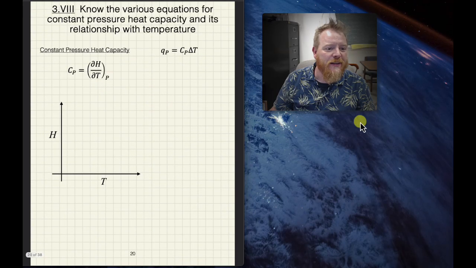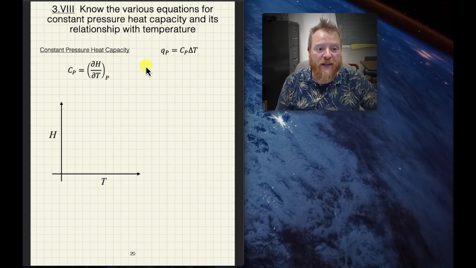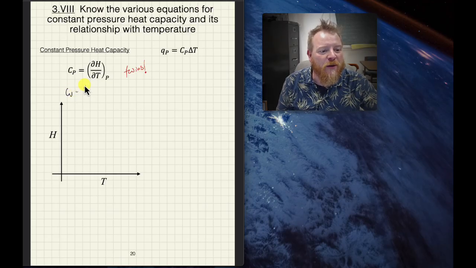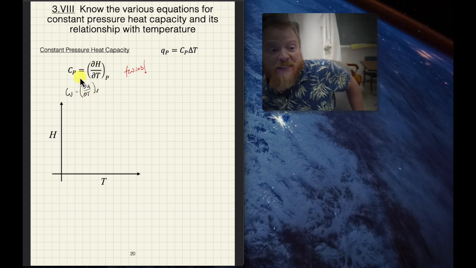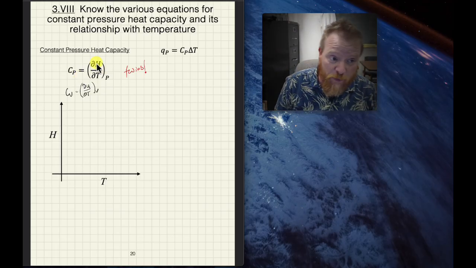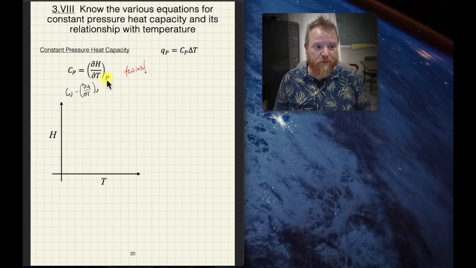Okay, so as noted, the CV, so I'm just going to keep our twins in mind, right? The twins. Okay, and as a reminder, CV was equal to the partial of U with respect to partial of T at constant V. So we can see CP, the constant pressure heat capacity, is equal to the partial of enthalpy with respect to changes in temperature at constant pressure.